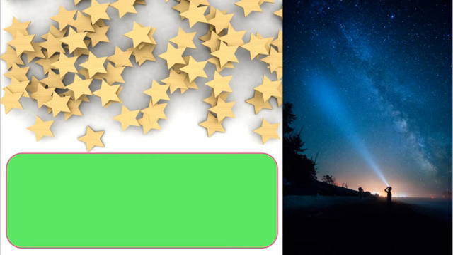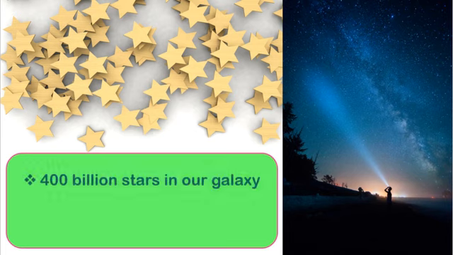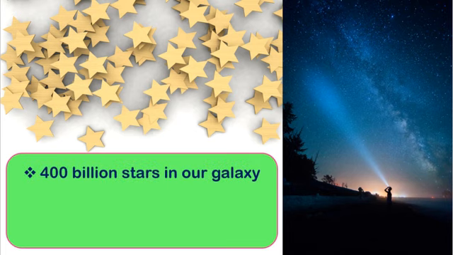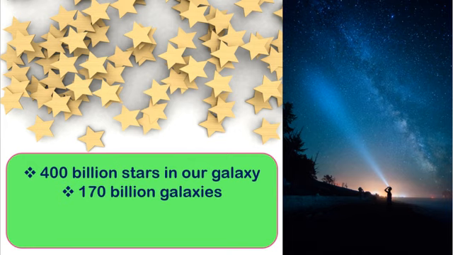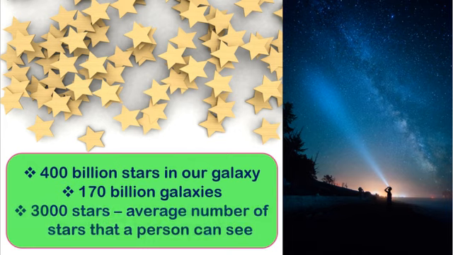When we look at the sky during nighttime, we can see thousands of stars. Actually, there are said to be 400 billion stars in our galaxy, and the number of galaxies is said to be 170 billion. We as persons can see 3,000 stars on average, but the stars' size, color, temperature, and brightness are not the same. They are actually different from one another.